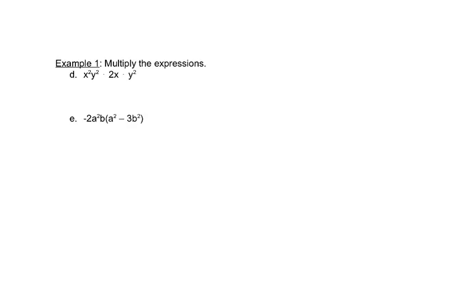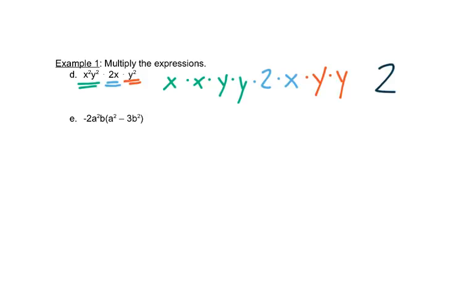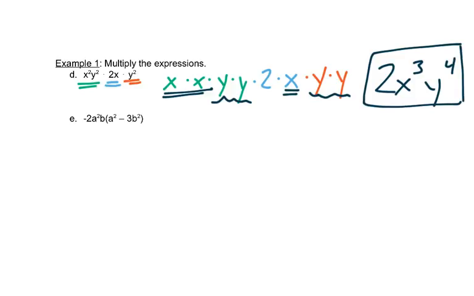So let's look at D. This really means x times y times y. That's this part right here. This part means 2 times x. And this part means y times y. So we're just putting things together. We'll put the number in front, the 2. Here I have 2 x's and another x here. That means 3 x's. And then here I have 2 y's and then 2 more y's, so that makes 4 y's. 2x cubed y.